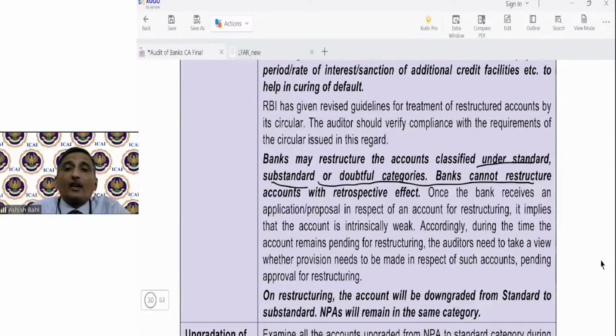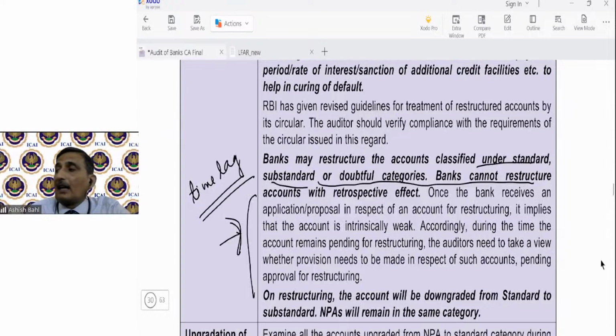And one more important point for the auditors to see is, during the time lag, the restructuring application is in process. So what does this mean? It means that the borrower is facing difficulties, and the company is in financial stress. So the auditor has to take a view whether some provision is needed. Okay.